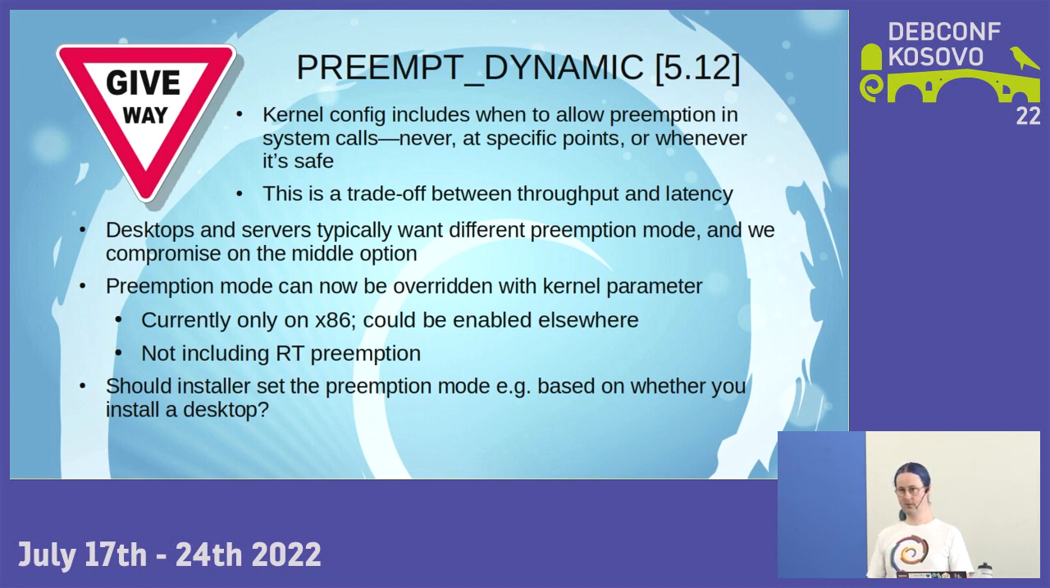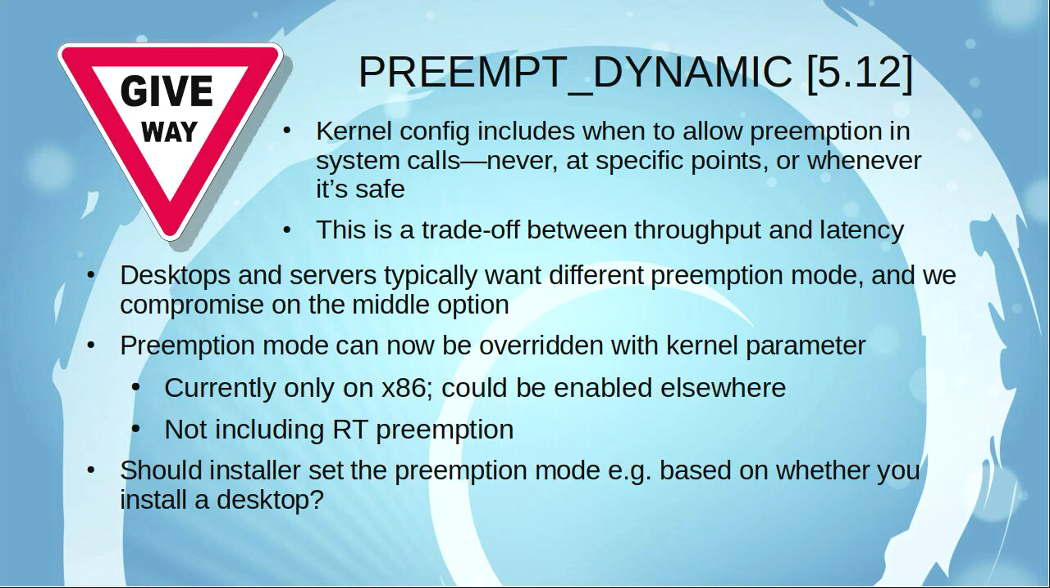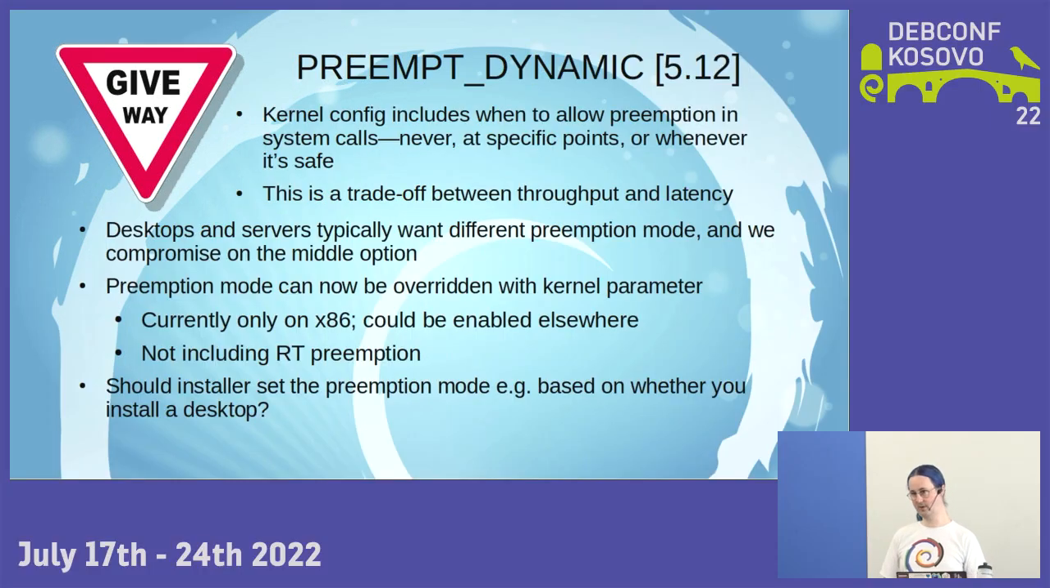So Linux, as a preemptive multitasking operating system, allows a running task to be preempted whenever it's used its fair share of time, or if a higher priority task is woken up and needs to use the CPU. When a task is running in user space, it's always preemptible, but when it's in a system call, it may or may not be. And for a long time, the build time configuration of Linux has given you the choice to allow preemption never during a system call, only at specific points, or all the time, excluding a few sections where it would be unsafe. And there's a trade-off there between throughput and latency.